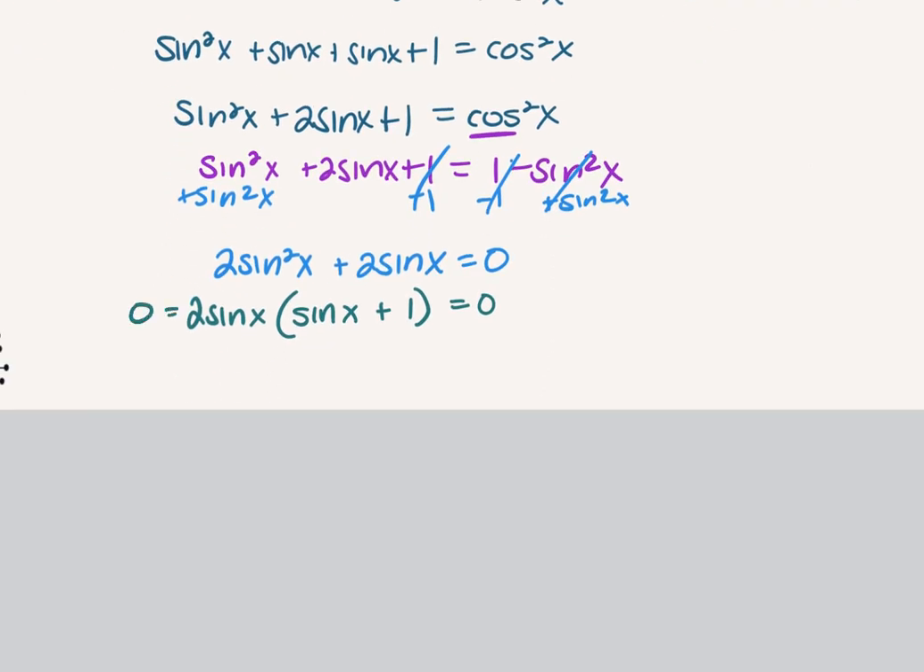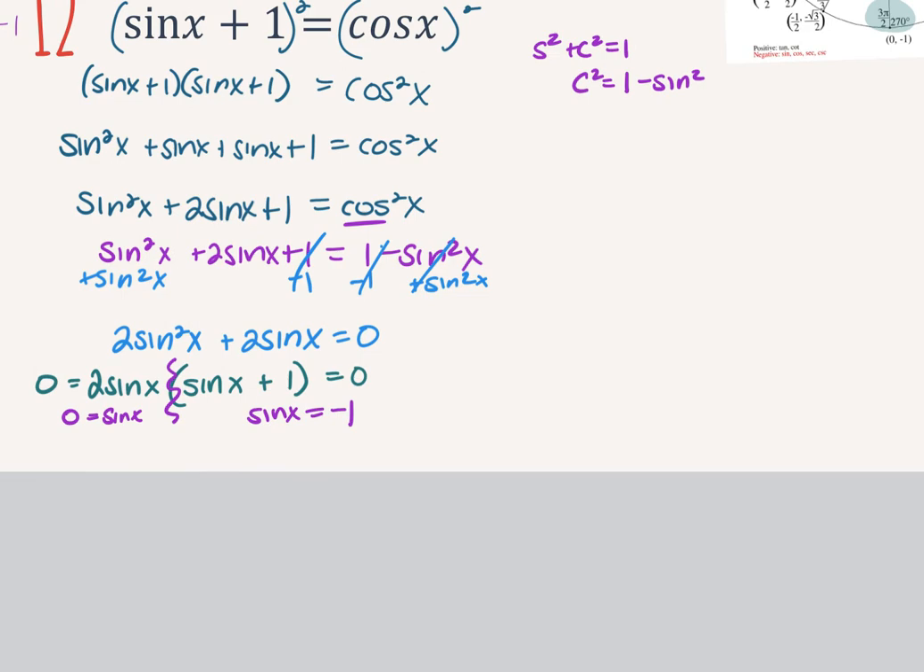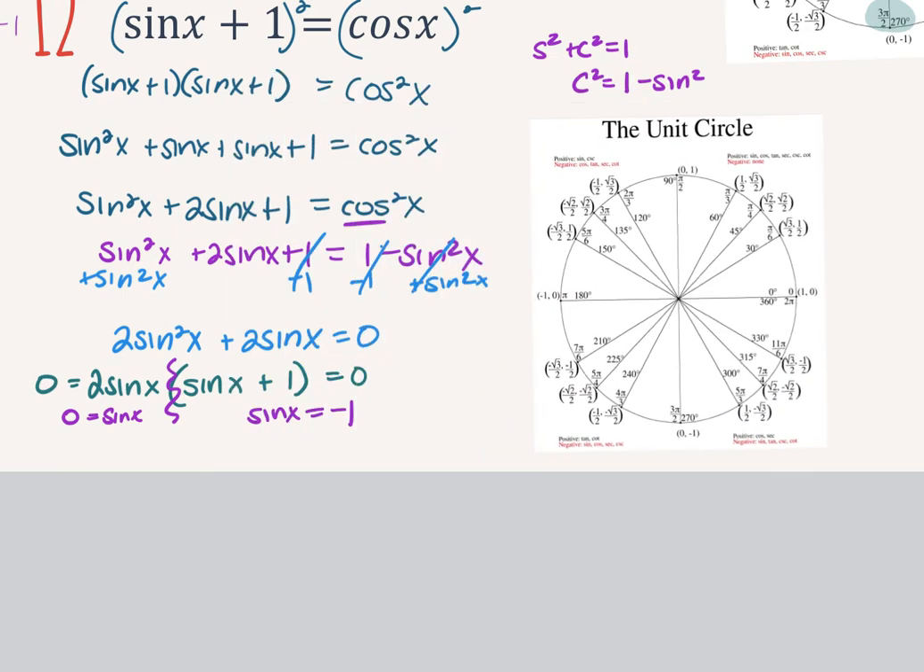Split and solve it. Sine x would equal 0, or sine x would equal -1. I would go to the unit circle. I would find where the y is 0, which is at 0 and pi, and where the y is -1, which is 3 pi over 2.